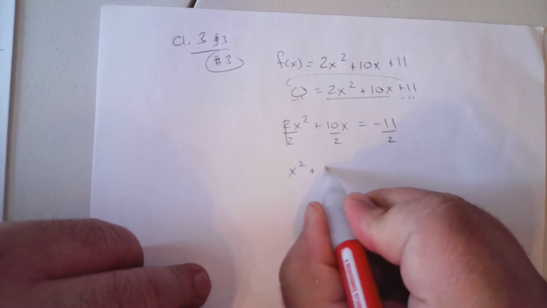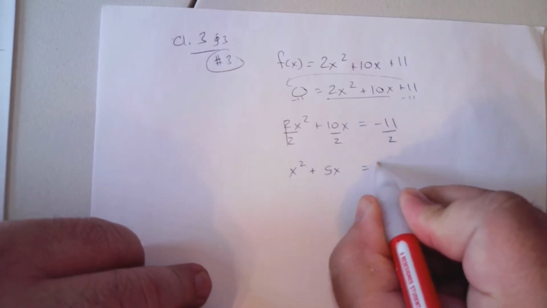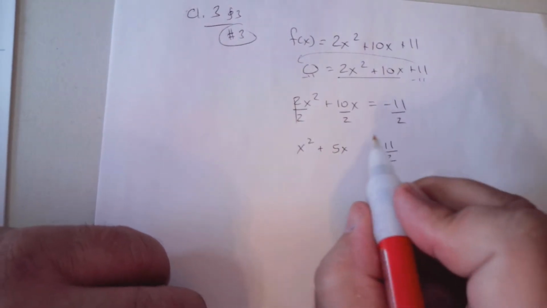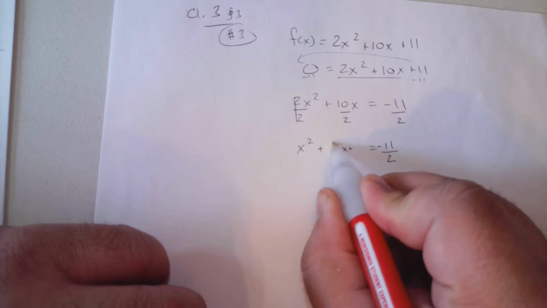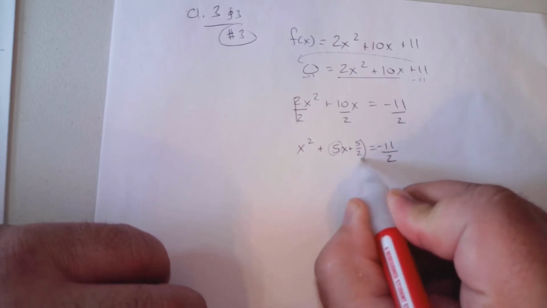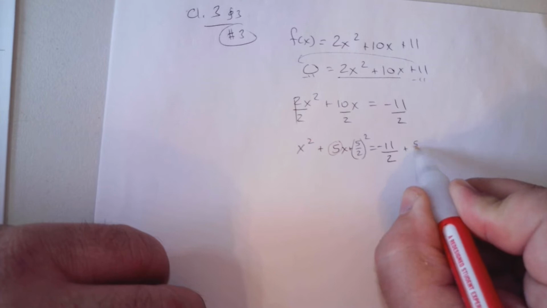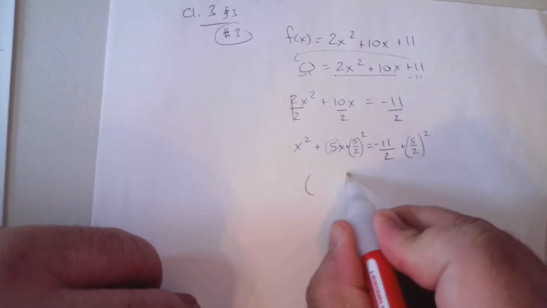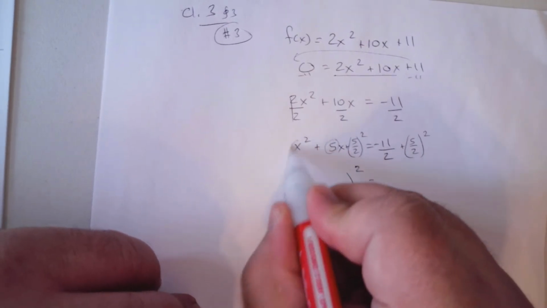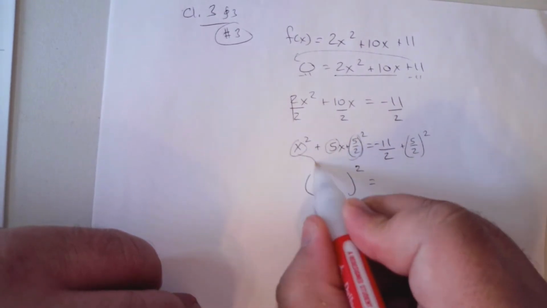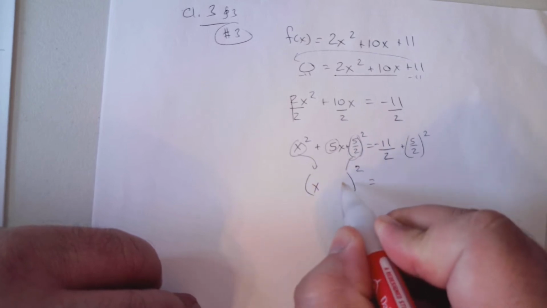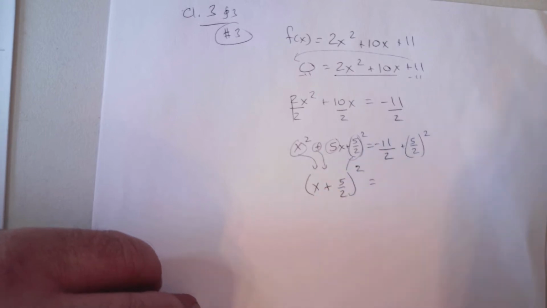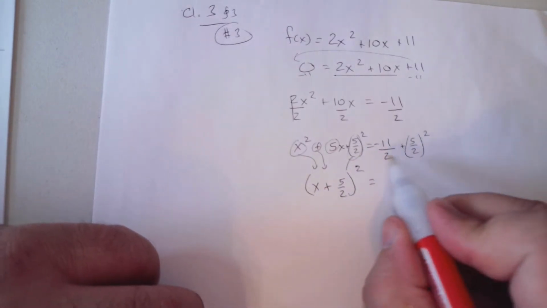x squared plus 5x equals negative 11 over 2. This is b, so I add b over 2 squared to both sides. So 5 over 2 squared. On the left side, whatever's under the square goes in the parentheses, and the first sign. On the right hand side, we have to work it out.